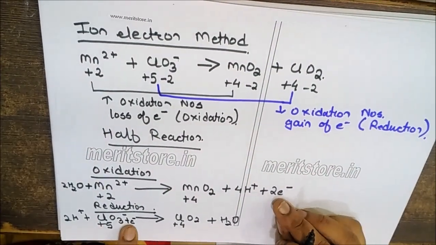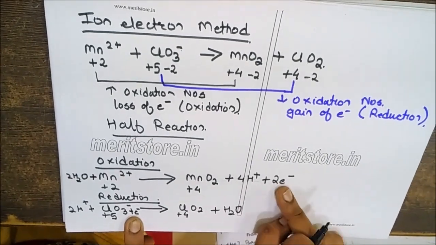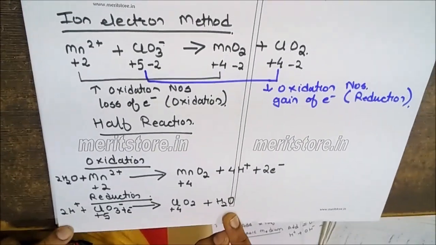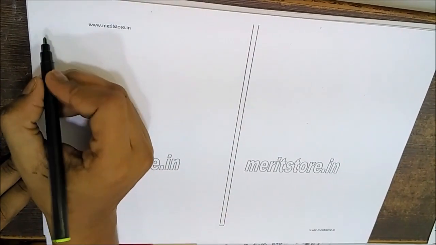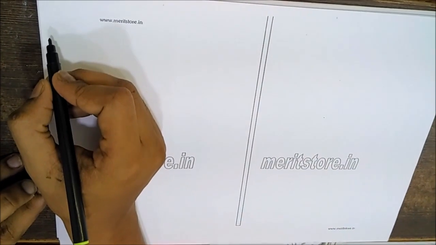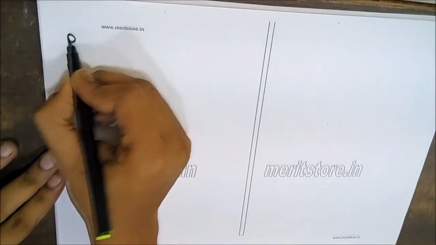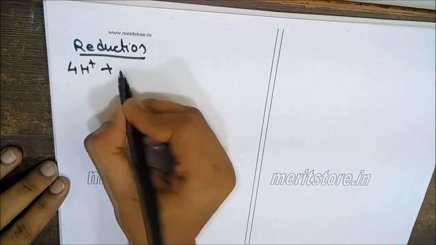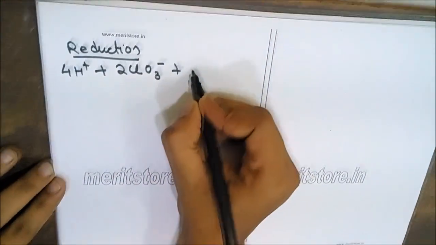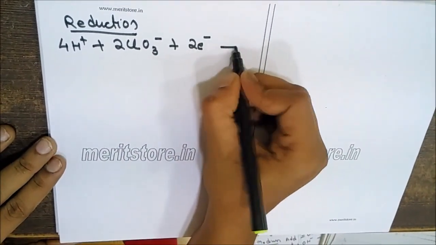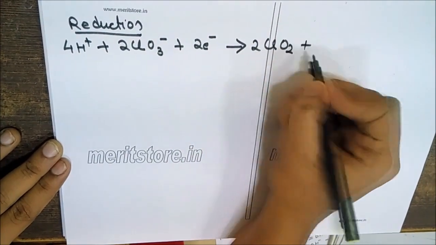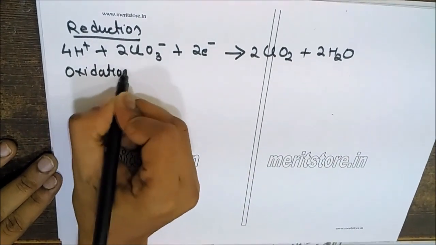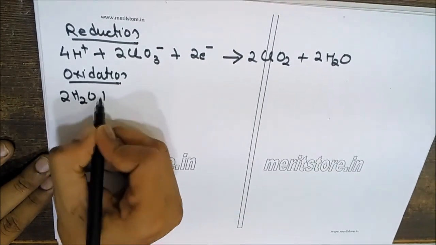Okay. Now to make the electrons the same. Here there are how many electrons? 2. And here there are how many electrons? 1. So I'm going to multiply the reduction reaction by 2. Now I'm multiplying the reduction reaction by 2 in order to make the number of electrons the same. So what would that become? My reduction reaction would change into 4H+ + 2ClO3- + 2 electrons, forming 2ClO2 + 2H2O.